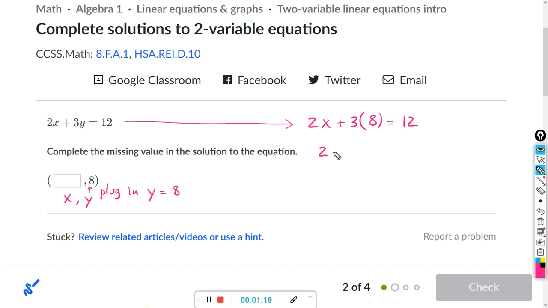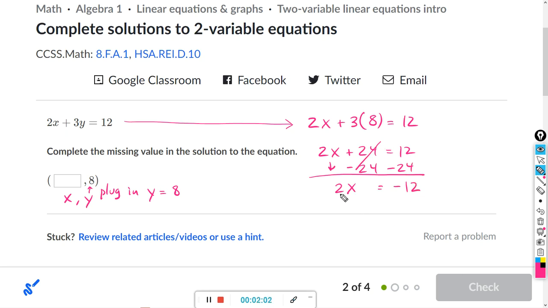All right, and we have 2x plus 3 times 8, which is 24, and that equals 12. All right, we want to have variables on one side of the equal sign, and we want constant numbers on the other side. So we have to do the same thing to both sides of the equal sign. I'm going to subtract 24 from both sides. Bring down the 2x. 24 minus 24 just cancels, it's 0. And 12 minus 24 is negative 12.